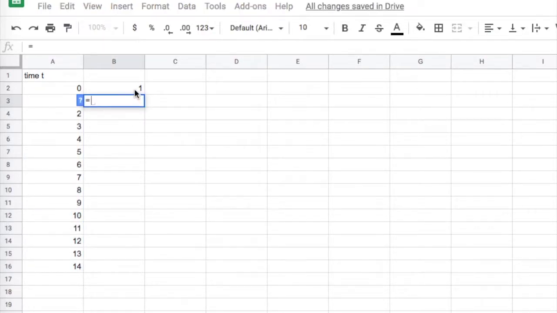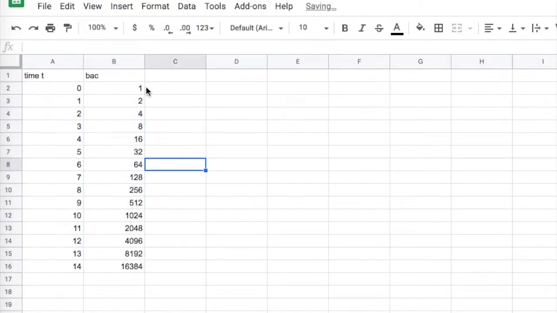This is going to be equal to the cell above it times 2. We're just doubling the number of bacteria. Let's fill that down. We have 1, 2, 4, 8, 16, 32, 64, and it's doubling each time. But I want you to notice you could also write that as 2 to this power, whatever this power is. So 2 to the power of t.